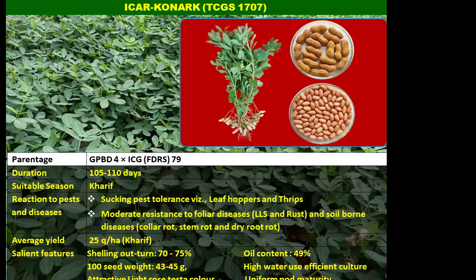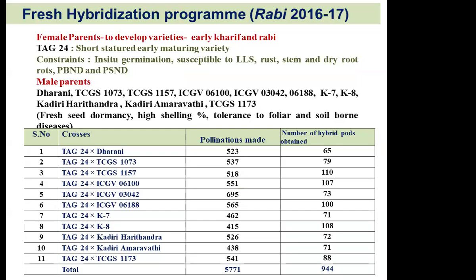It is from GPBD 4 and ICGV FDRS 79. Both are resistant parents to late leaf spot. It has tolerance to sucking insects also to some extent, and stem rot also, besides LLS and rust. The major thrust of the program now is on breeding varieties alternate to TAG 24. That is why we have taken up this program in recent years.